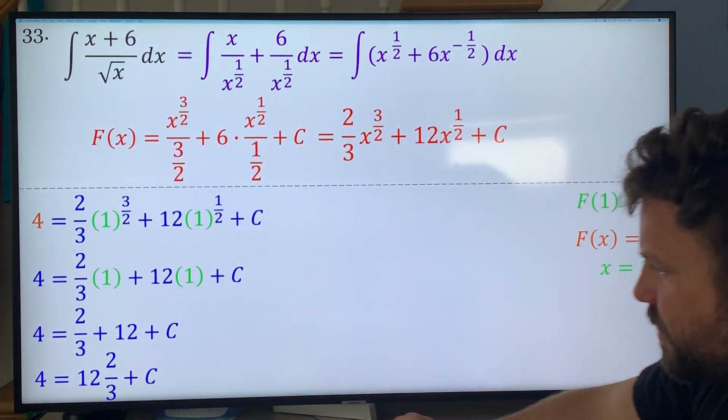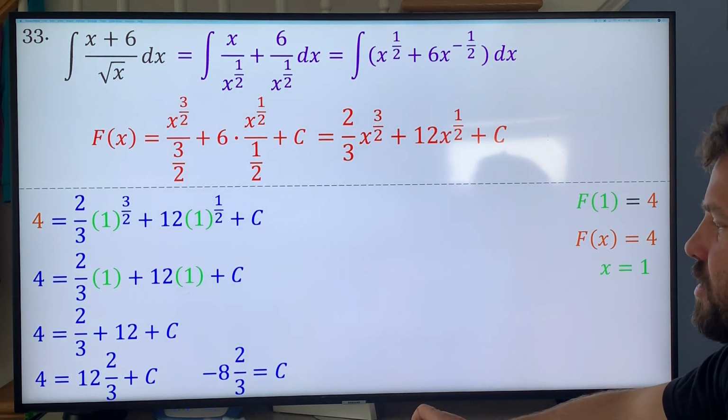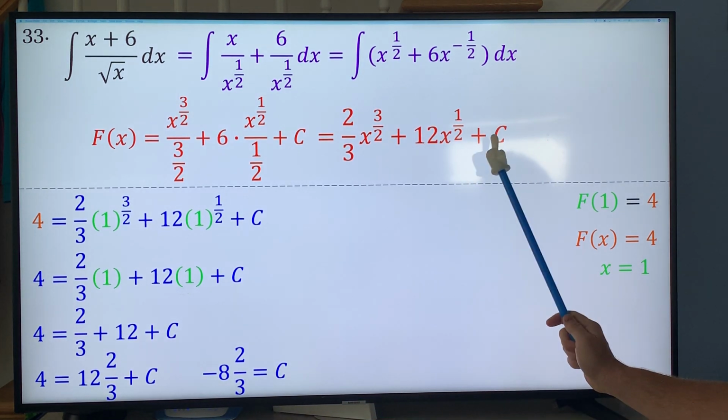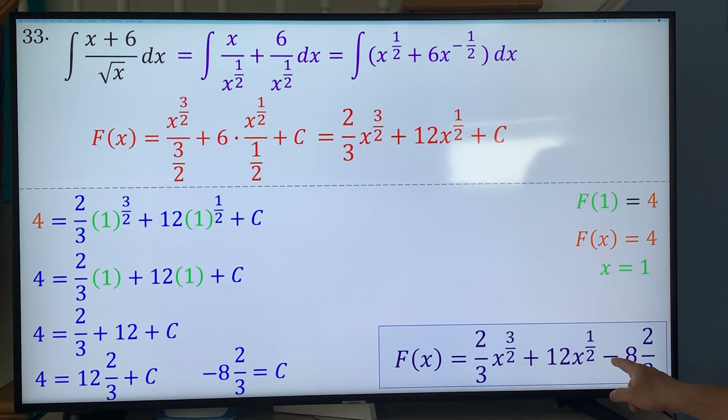4 minus 12 and 2/3. All right. 4 minus 12 is negative 8 and 2/3. Subtract an extra 2/3 equals c. So 2/3 x to the 3/2 plus 12 x to the 1/2 minus, you can say 26 over 3 or 8 and 2/3. I like writing it as mixed numbers, or the numbers from the same thing, but a lot of students like it this way better.